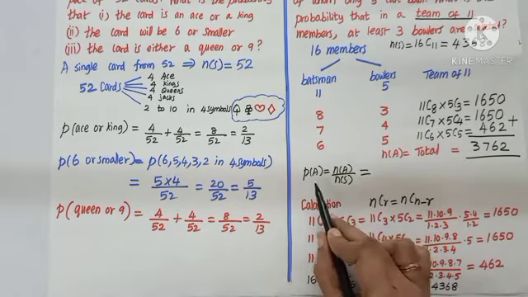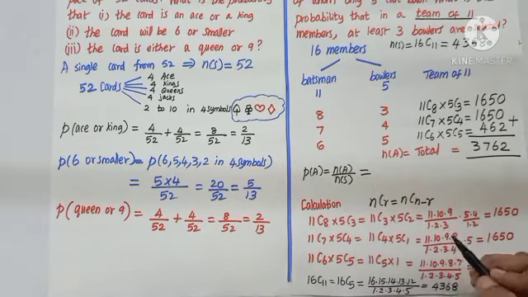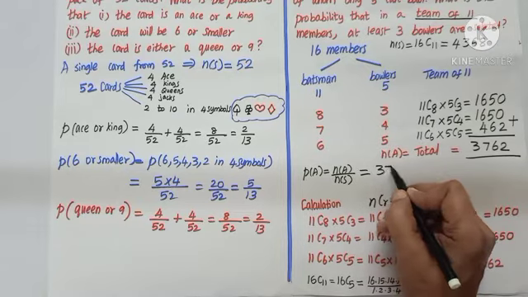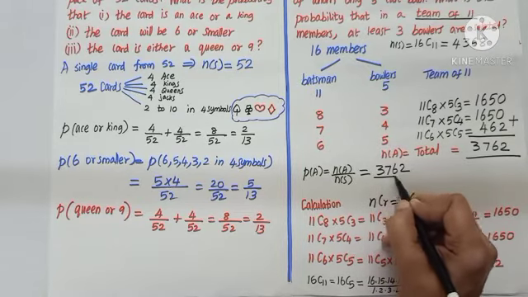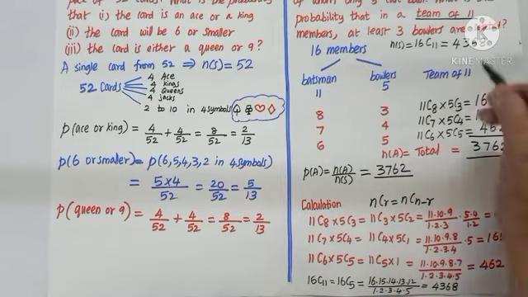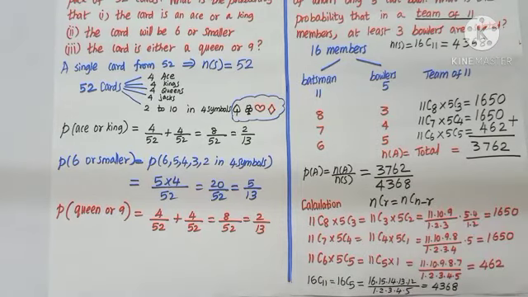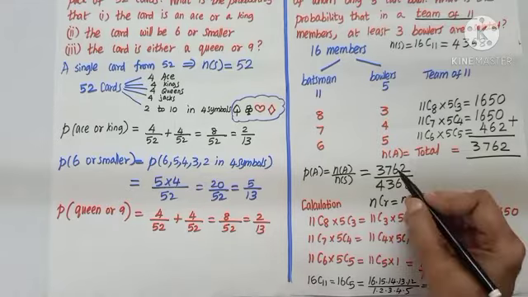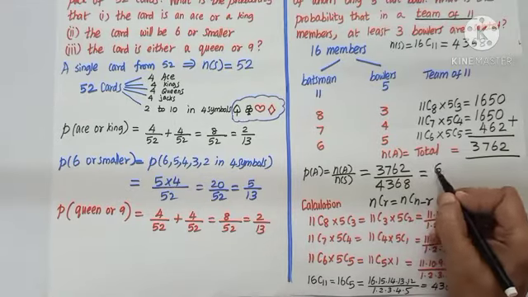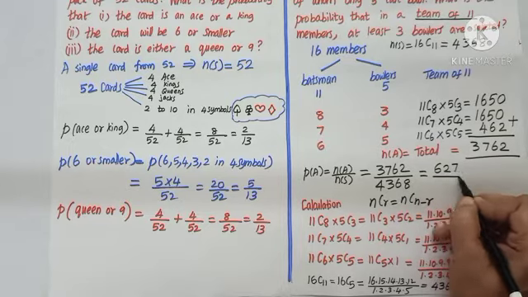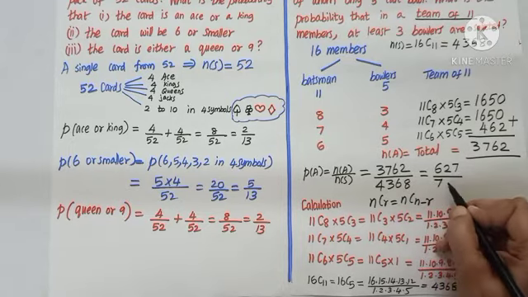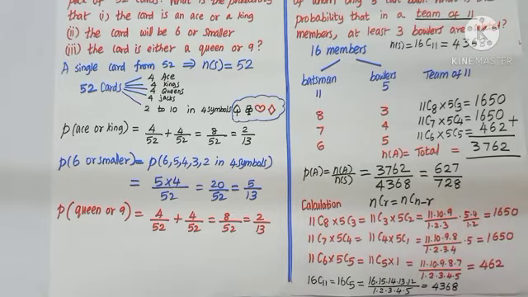What is P of A? N of A by N of S. It is 3762 divided by N of S, which is 4368. Cancelling by 6 table, we simplify the answer as 627 divided by 728, and that is the answer.